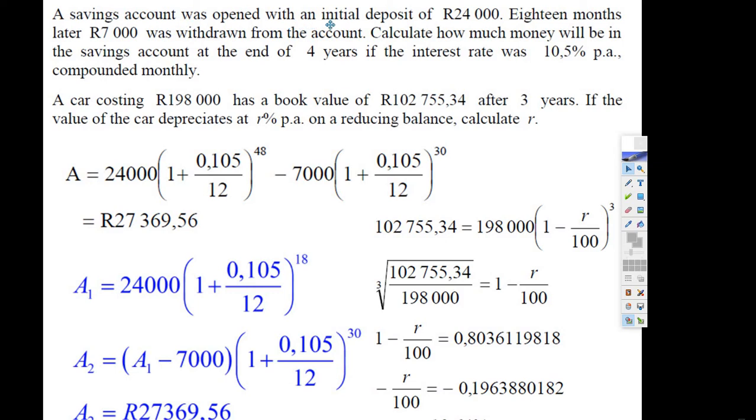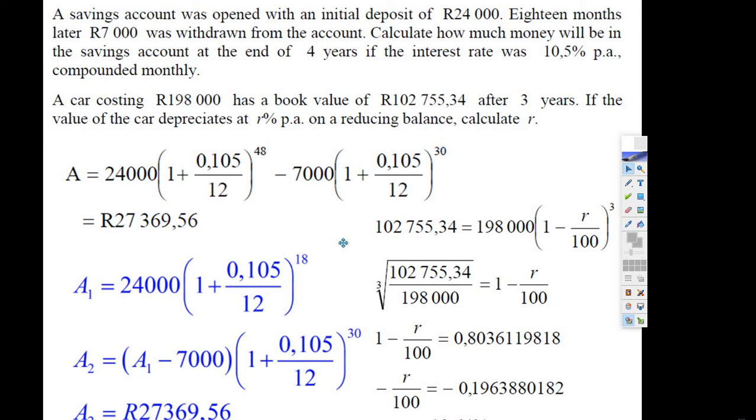Now, they say a savings account was opened with an initial deposit of $24,000. 18 months later, $7,000 was withdrawn from the account. How much money will be left at the end of 4 years? Well, there's 2 ways of doing it. You could think of, what if I didn't take any money out at all? What if I didn't withdraw that $7,000? Then I'd have $24,000 going for 4 years. But gee, I took away 7,000, and because I took it out after 18 months, there's 30 months of interest I'm going to lose on that 7,000. So that's one way of doing it. 24,000 for 4 years minus 7,000 for 2.5 years after 18 months.